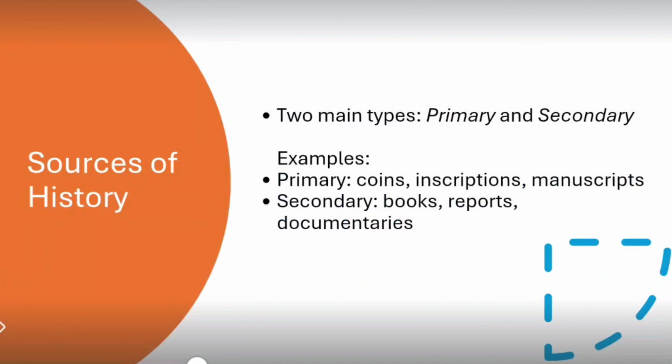Now, sources of history. To understand the past, we rely on two major types of sources, primary sources and secondary sources. Primary sources are direct evidence like coins, manuscripts, or any other physical evidence. And secondary sources are interpretations, such as books, documentaries, or written formats. This is based on the primary data.